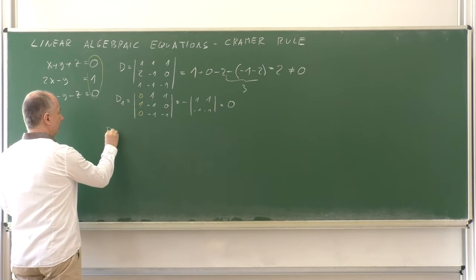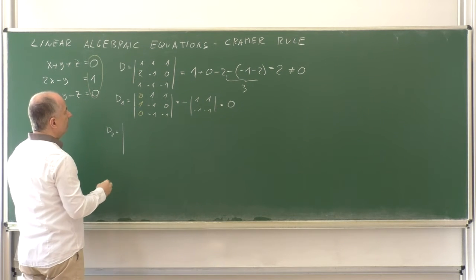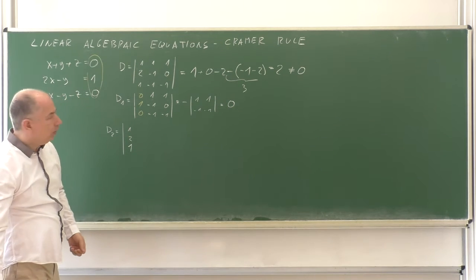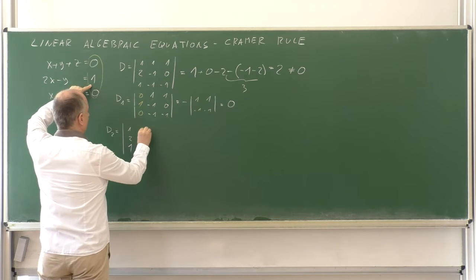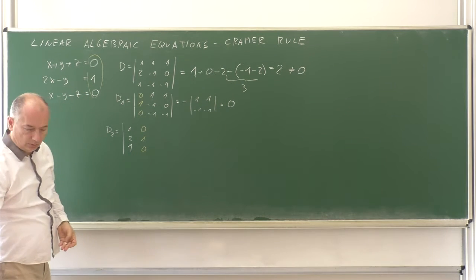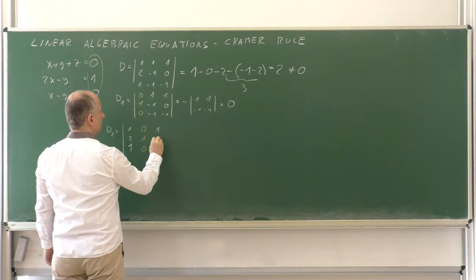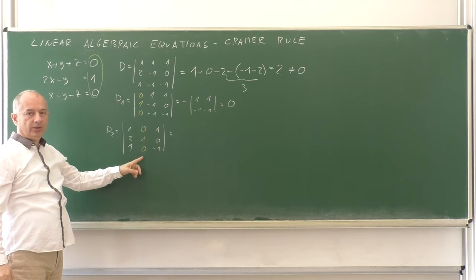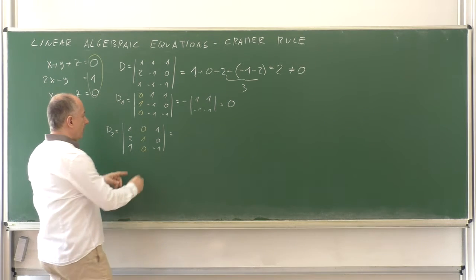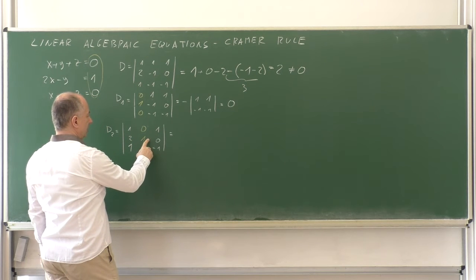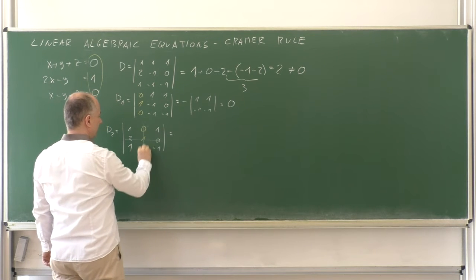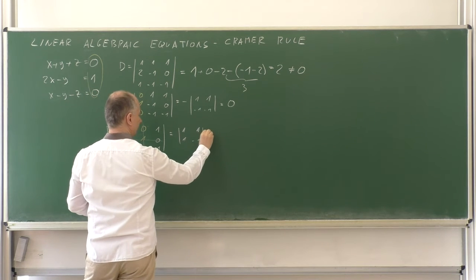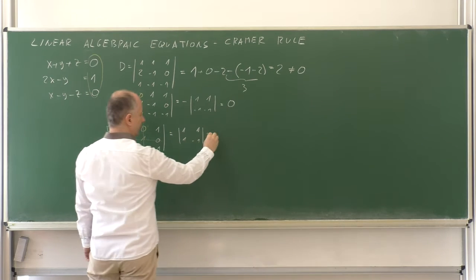In a similar way, we compute the second determinant, corresponding to the second variable. We copy the first column, 1, 2, 1. We replace the second column with the right hand side, 0, 1, 0. And we copy the last column, 1, 0, minus 1. Now we again expand this determinant along the second column. So we have 0, 1 times the determinant when we delete the second row and the second column. So this is 1, 1, 1, minus 1. And the result is minus 1, which is minus 2.